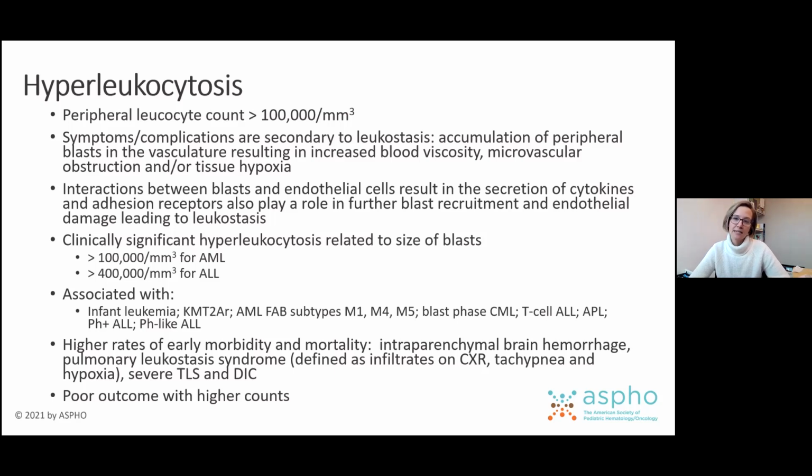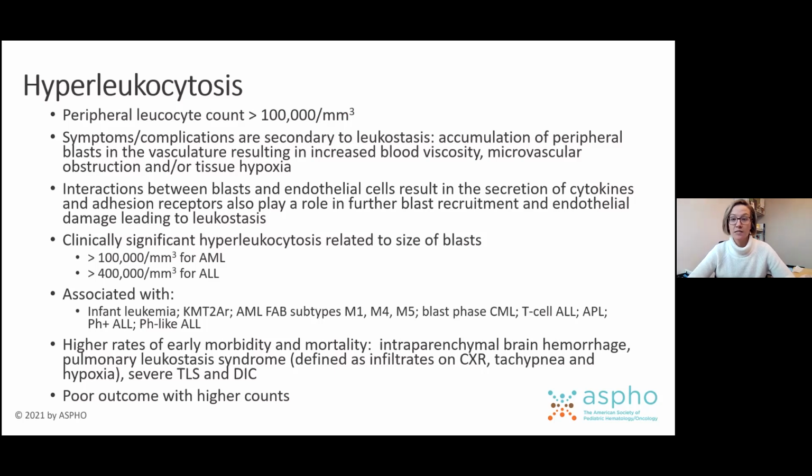The interactions between the blasts and the endothelial cells then cause secretion of cytokines and adhesion receptors that can further recruit blasts and then lead to further endothelial damage. The clinically significant hyperleukocytosis is related to the size of blasts. So for AML, patients can get into trouble if their counts are greater than 100,000 due to the size of the blasts that are in general much bigger and much stickier in comparison to ALL, which usually tolerates a white count of above 400,000 or really into the 600,000 to 800,000 range before patients get significantly symptomatic.